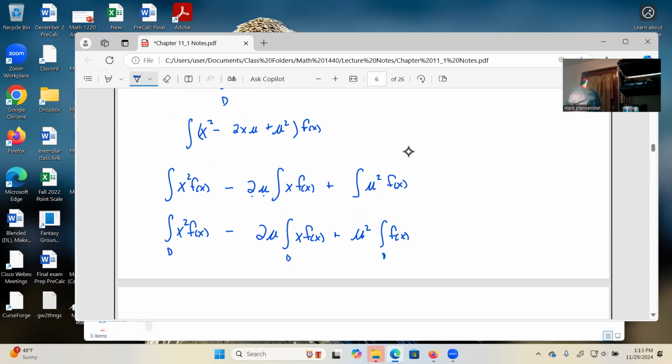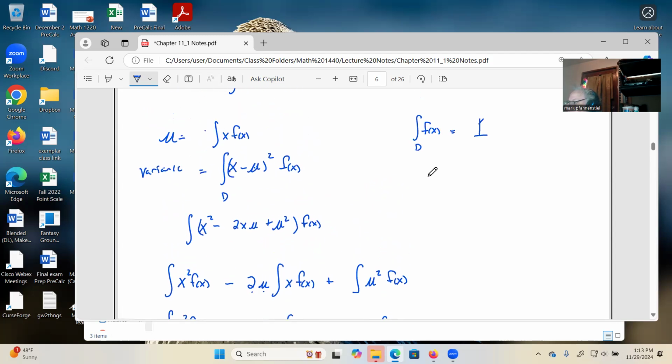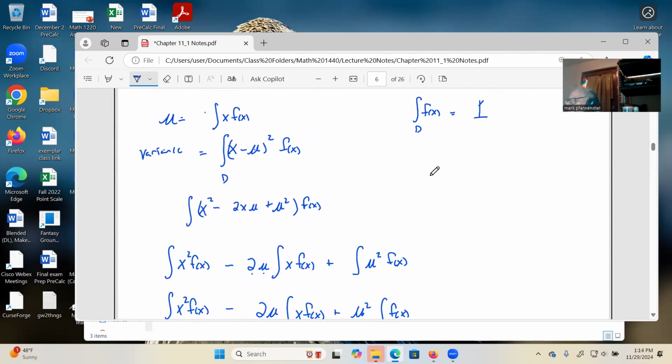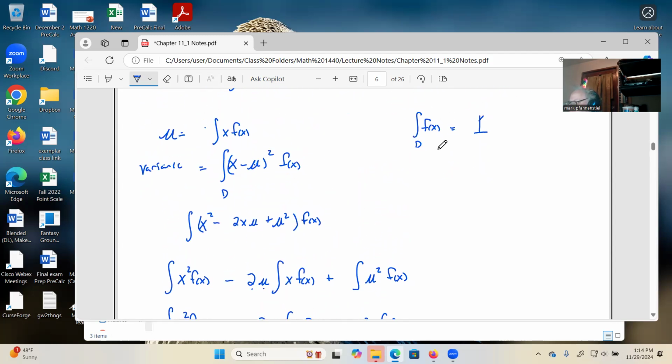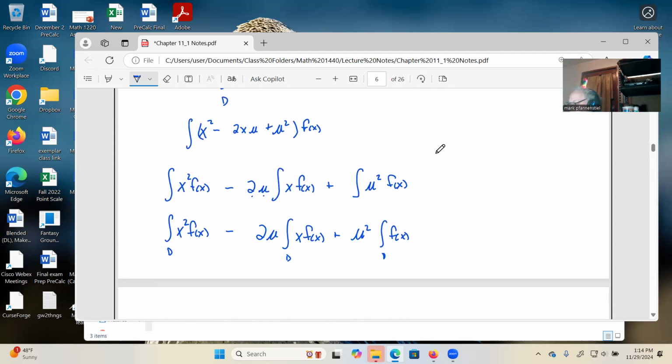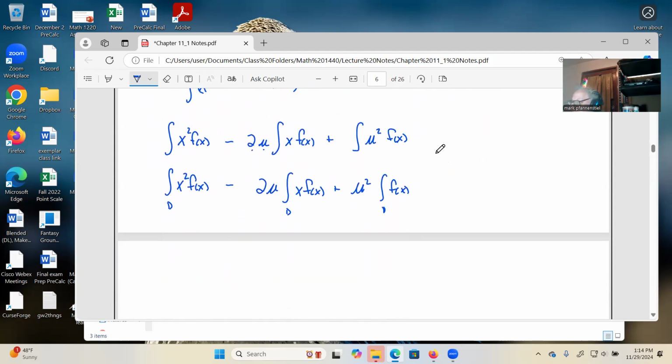Okay. Do you remember, just before we started, I tried to remind us and say, okay, what is the integral of f of x over its whole domain? And it's 1. So we're going to say this is the, now I don't know what it is for x squared times f of x. I have no idea what that is. Minus 2 mu, okay? And then for this last term, we have mu squared, and the integral over the whole domain of f of x is just 1.